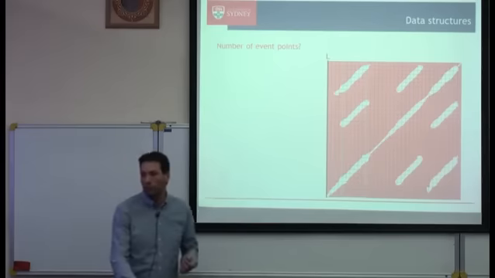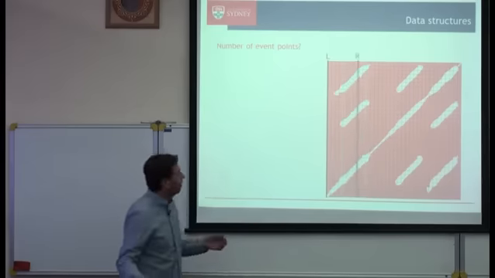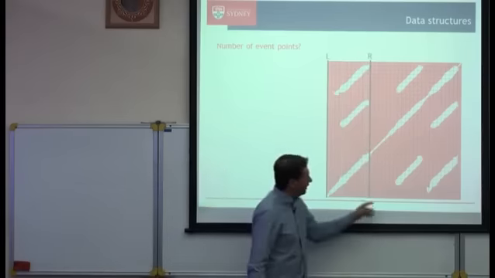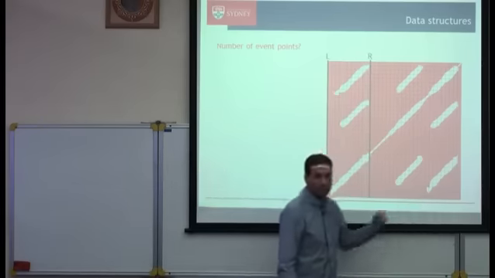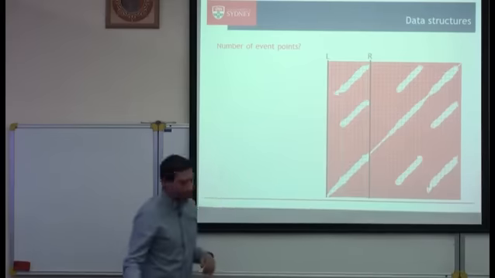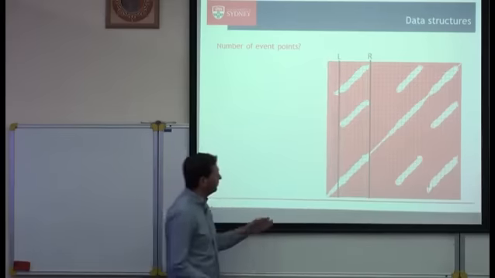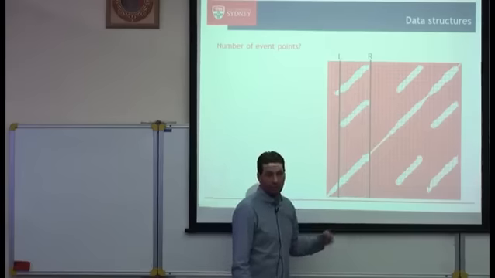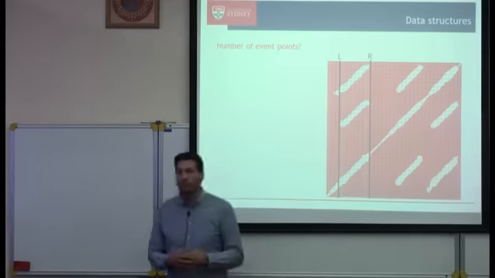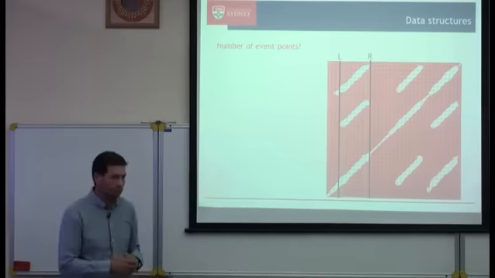Exactly, right? Because I moved this monotonically. So I'll move R along here, and of course I will stop at most n times, right? And then I will move my left, and that will again only stop n times. So the total number of events is only 2n. Okay?